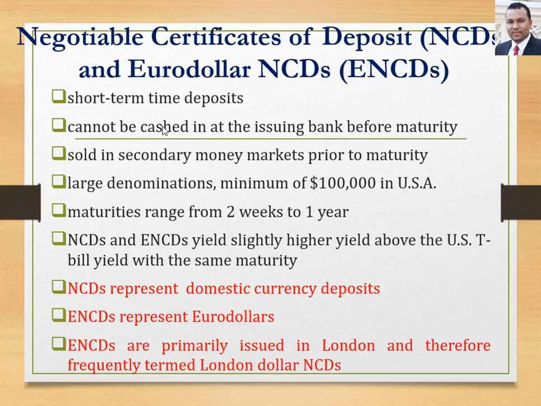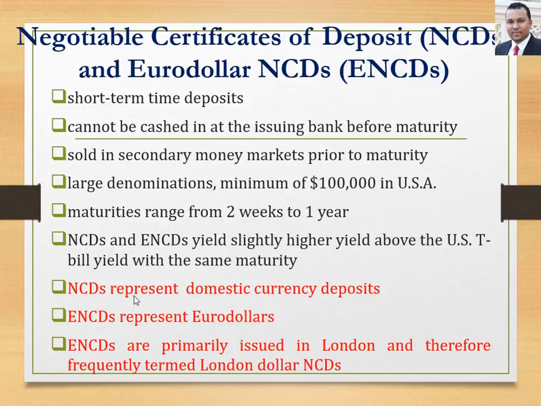What about the maturity range? It starts from 2 weeks, but is lower than 1 year, because we talk about short term. What about yield? This is number 4. The yield for NCDs and ENCDs is over the US Treasury bills, but with a lower percent, to make them attractive instruments. So we have 1, 2, 3, 4, 5, 6 common items between NCDs and ENCDs.